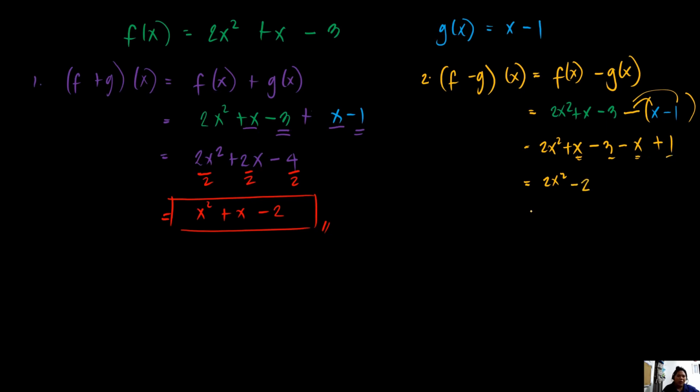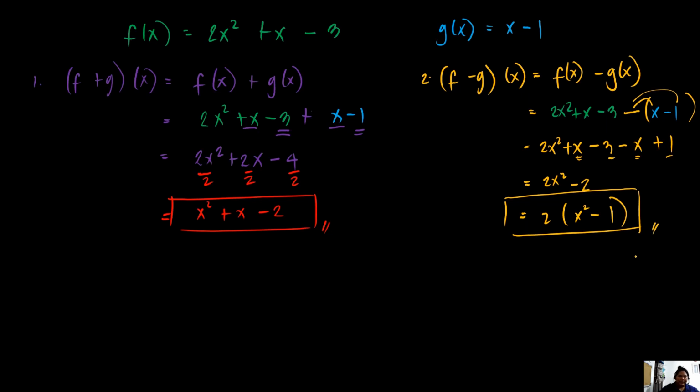As you can see in our answer, they have a common factor which is 2. So ilabas natin si GCF na 2, ang matitira is x squared minus 1. If we're going to distribute this 2 inside the group, babalik tayo sa 2x squared minus 2. So, therefore, this is our final answer.